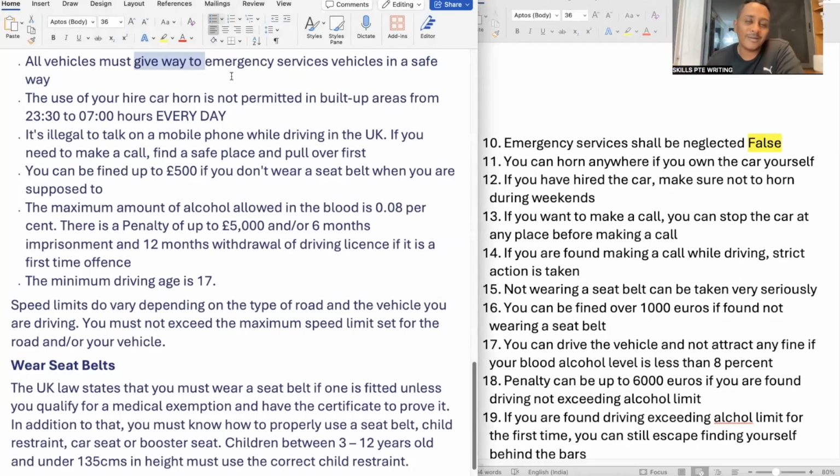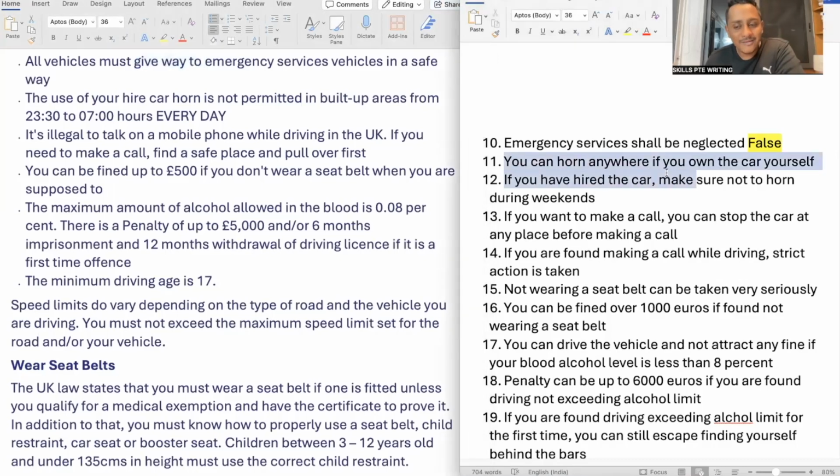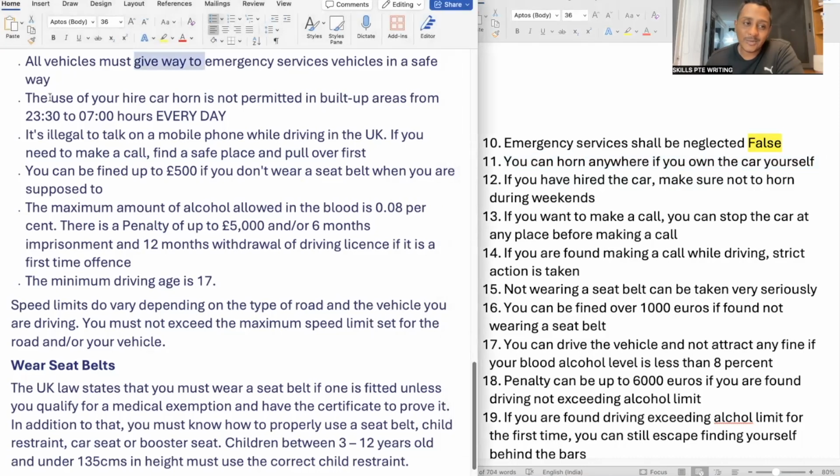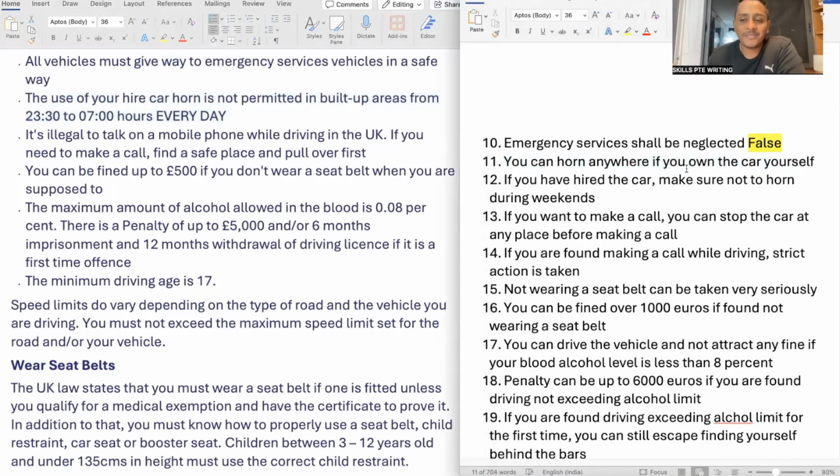Please type all one by one when I ask you, if you don't mind. You can horn anywhere if you own the car yourself. See, this is the use of hired car horn. All this information is given for the car that you have hired. What about your own car? I don't know. I don't know about your own car.